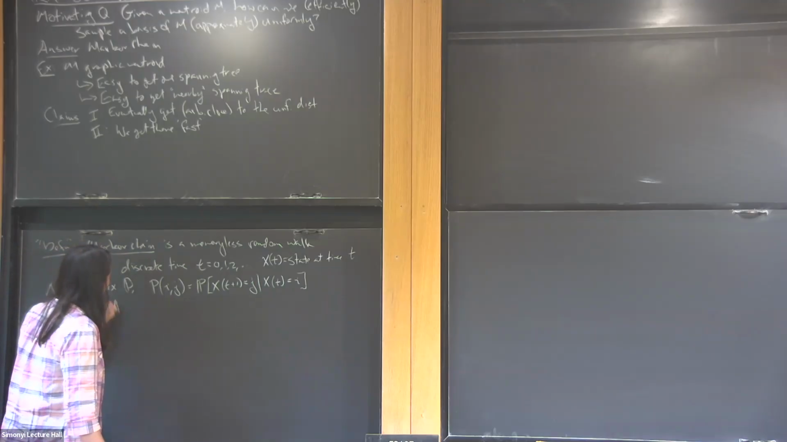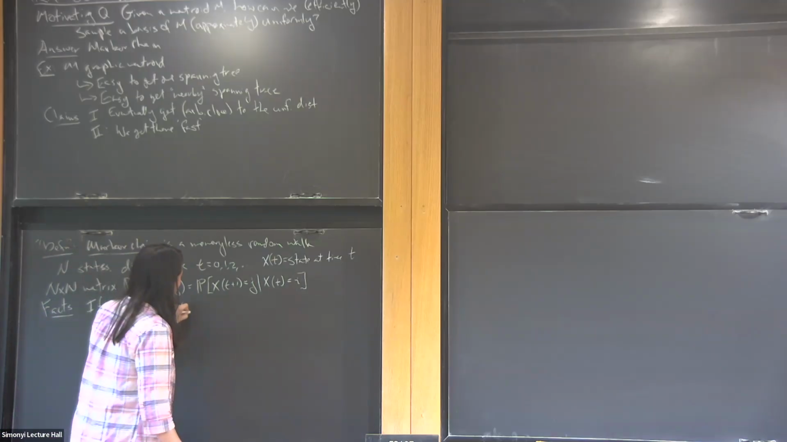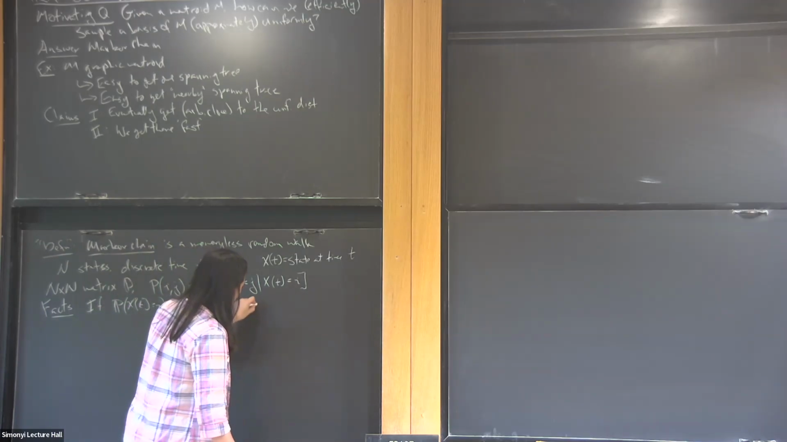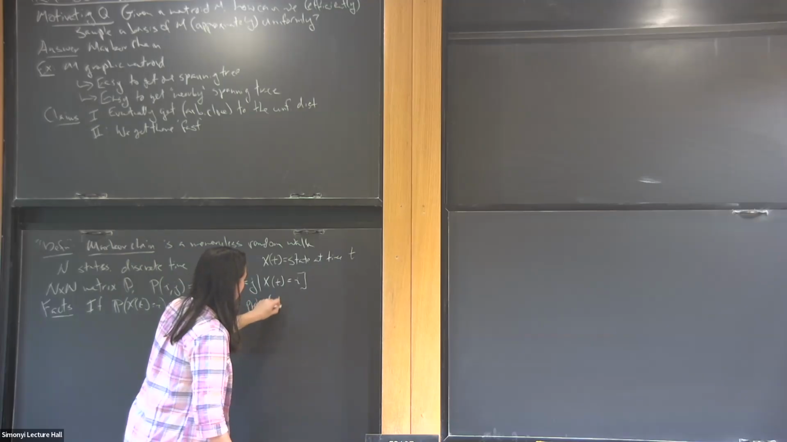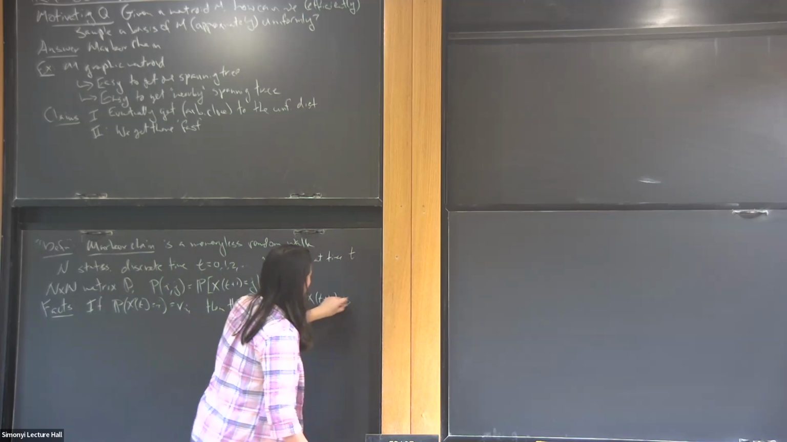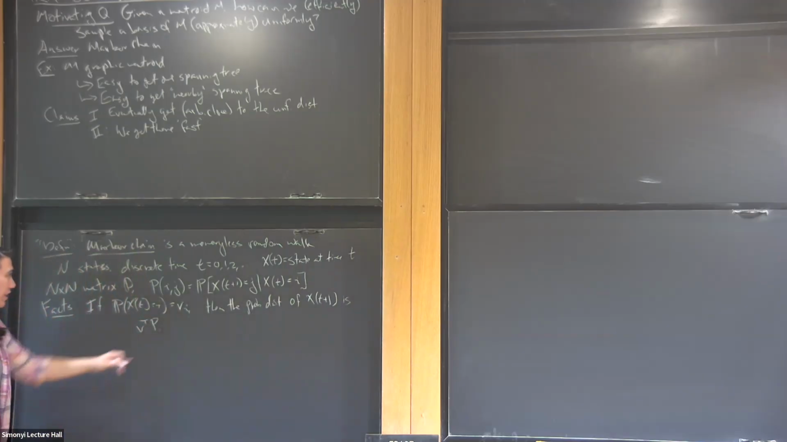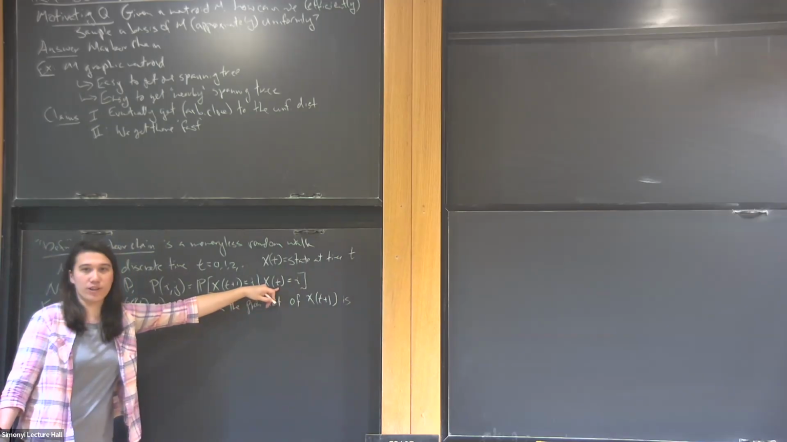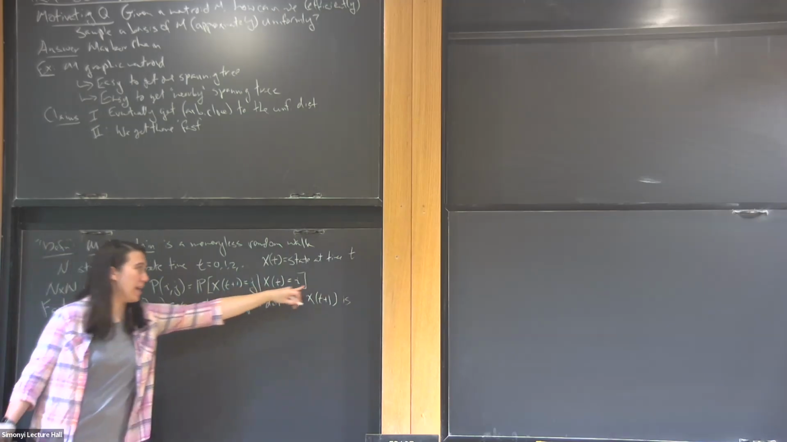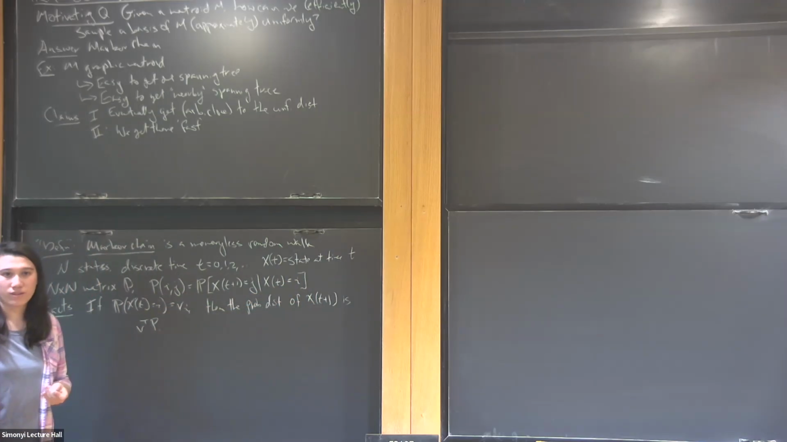So if the probability that x of t is b_i, then the probability distribution of x of t plus 1 is b transpose P. And really, you just end up summing over all i's the probability that x of t plus 1 equals j given i, times the probability that we were at i to start with. And that should be exactly the probability that we end up with.